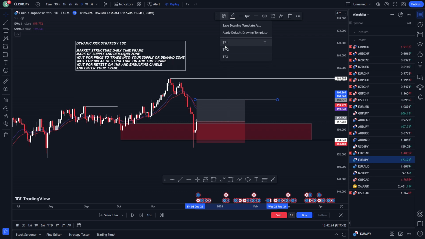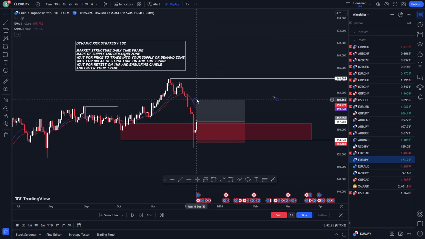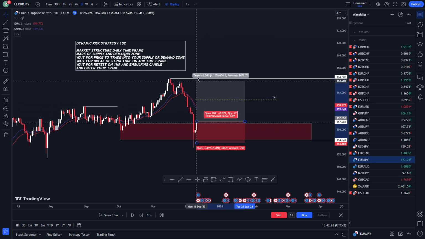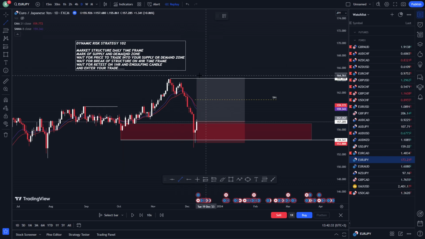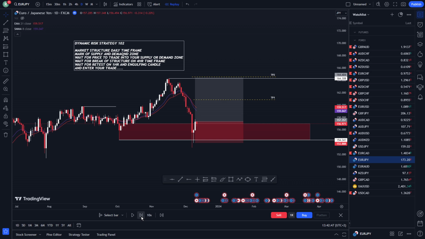Not every strategy is 100%, guys, but this strategy has a high win rate. So that's why I say I will use this strategy. This is the 102. It's pretty simple, guys. Everybody can apply the strategy. Anyone can apply the strategy. Let's see how this trade works.